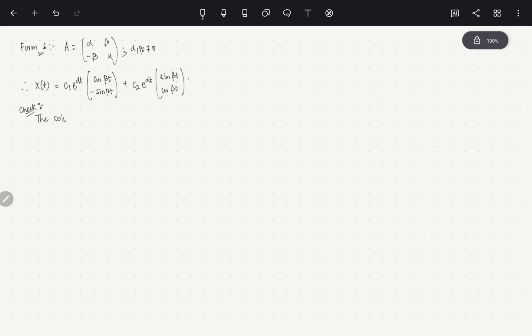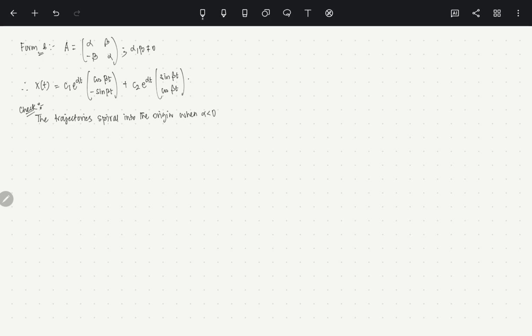The solutions convert to trajectories. Sorry, maybe I can write down the trajectories, it's better. The trajectories spiral into the origin when alpha is negative.